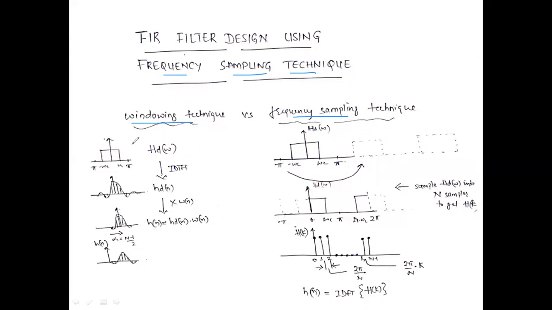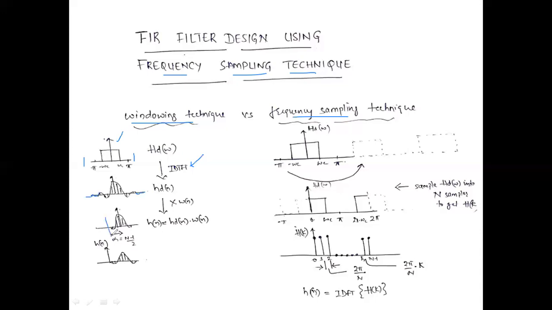Here we started with the desired frequency response, a continuous desired frequency response, which was ranging from minus pi to pi. We took a period. Then afterwards, we took IDTFT of it to get the desired impulse response, which would be usually infinite in length.